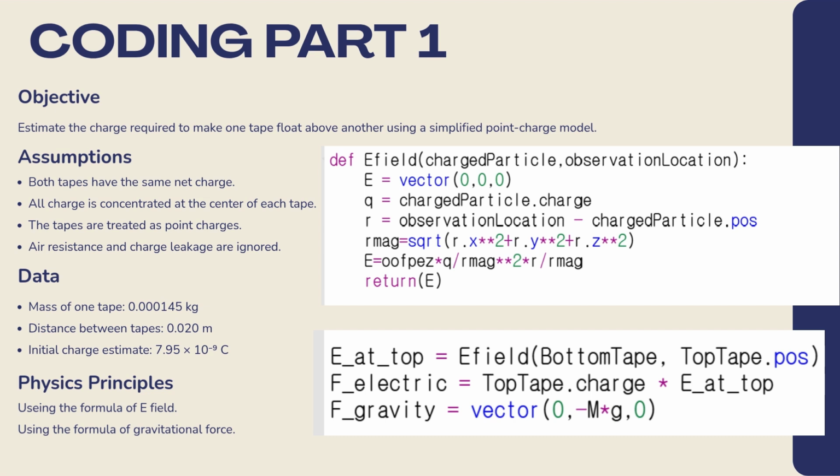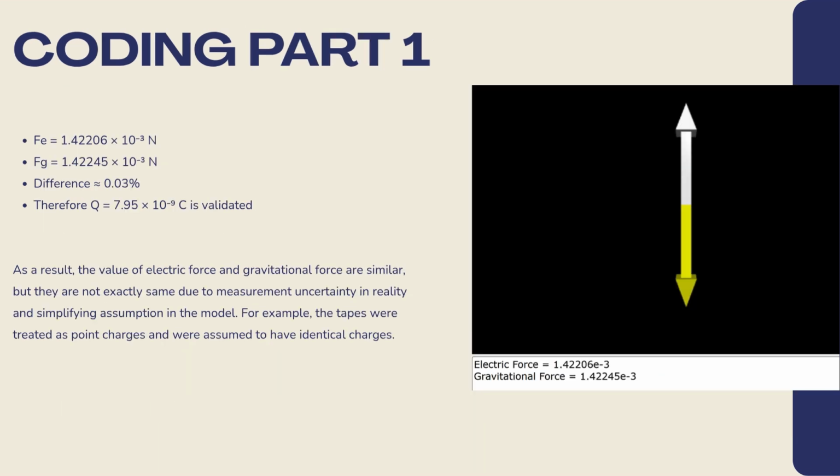For the first computational model, I used a point charge approximation. I assumed that both tapes had the same charge and that all of the charge was concentrated at the center of each tape. Using the measured tape mass, separation distance, and the E field function from lab 0, I calculated the electric and gravitational forces acting on the floating tape. The results are shown here. This result suggests that the point charge model agrees very closely with the experimental force equilibrium condition.